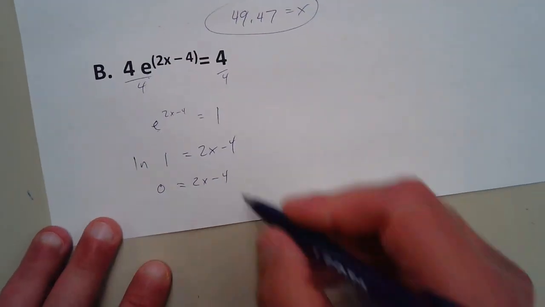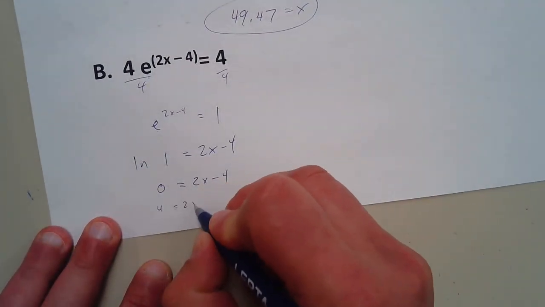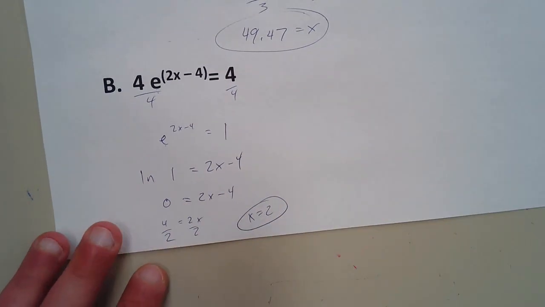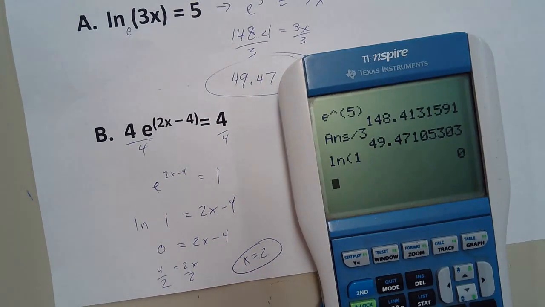And that's an easy solve from here. Add the 4 over, divide by the 2. So x is 2. One of the beauties of these problems, too, is once you get your answer, if you just want to check and make sure it's right, you can.